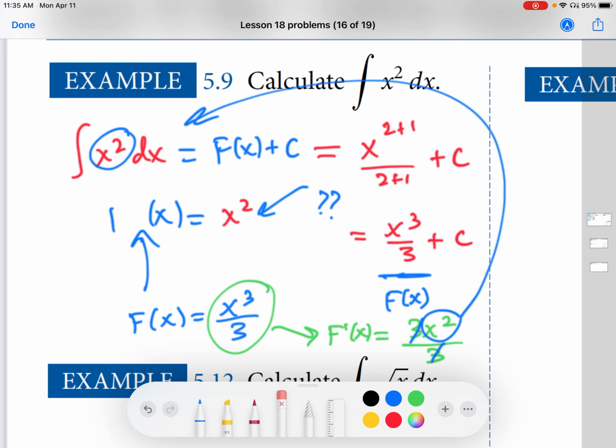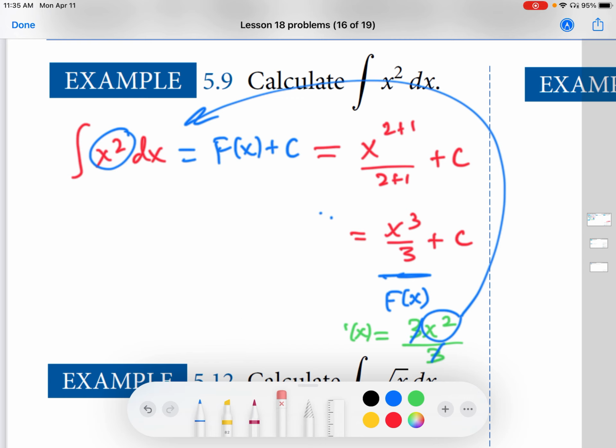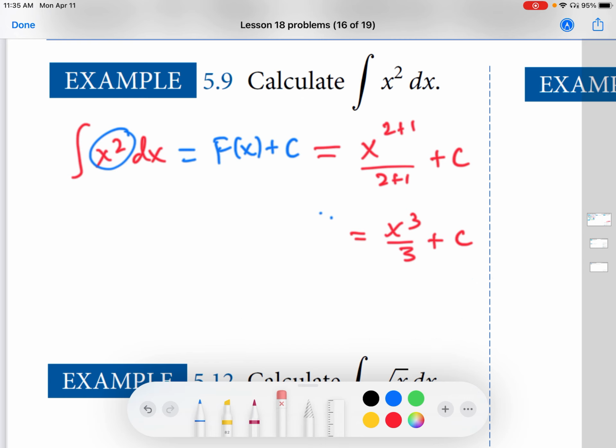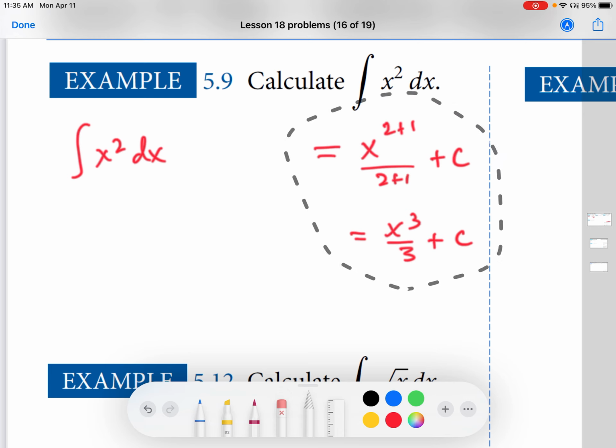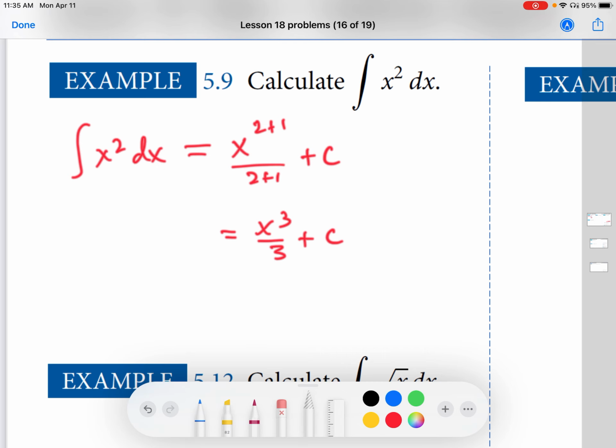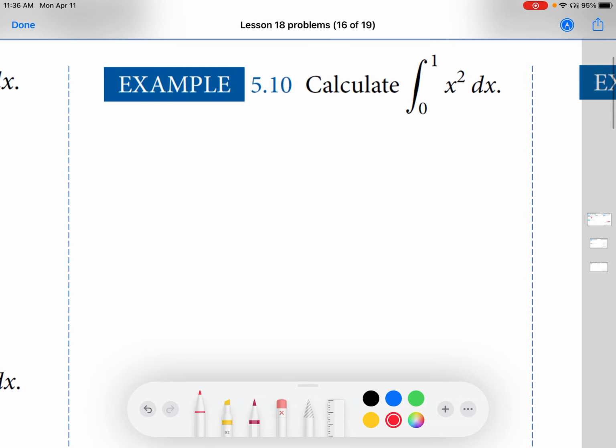So I'm going to erase all of this and keep the most important part, which is just the actual calculation of the integral. So there we go. So I'll slide this over. So the integral of x squared dx is x cubed over 3 plus c. Okay, so let's apply the same thing over here.